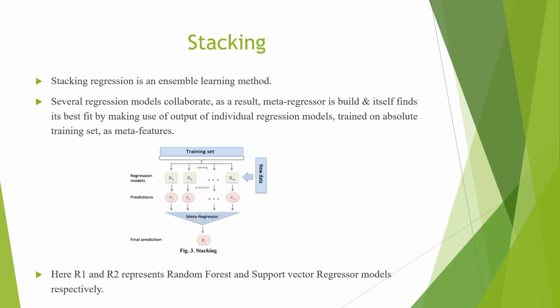Now let us move on to stacking. Stacking is an ensemble learning method. Several regression models collaborate. As a result, a meta-regressor is built and it finds its best fit by making use of the output of individual regression models trained on the complete training set as meta features. Basically, in this study, stacking is an ensemble of random forest and support vector machine models.